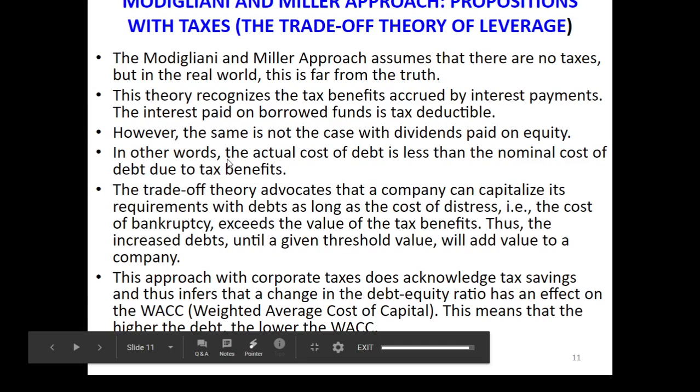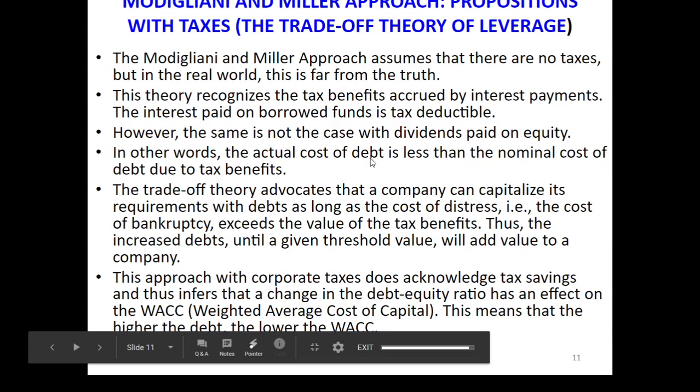The interest paid on borrowed funds is tax deductible. However, the same is not the case with dividends paid on equity. In other words, the actual cost of debt is less than the nominal cost of debt. The trade-off theory advocates that a company can capitalize its requirements with debt as long as the cost of distress, that is, the cost of bankruptcy, does not exceed the value of the tax benefits. Thus, increased debt up to a given threshold value will add value to a company.